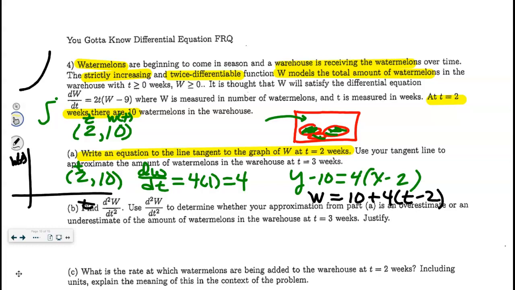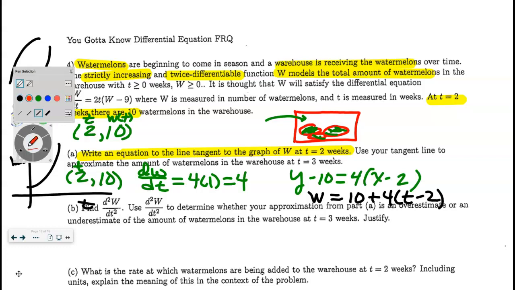I don't know if it's concave up and increasing or concave down and increasing. I'll figure that out maybe in another part of the question. But I'm going to make a fake increasing function just so you see what's going on with your tangent line approximation. You knew that at 2, there were exactly 10 watermelons. We hopped on here, and now it says use it to approximate how many there are at 3.